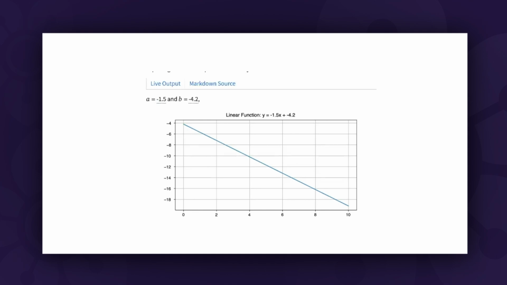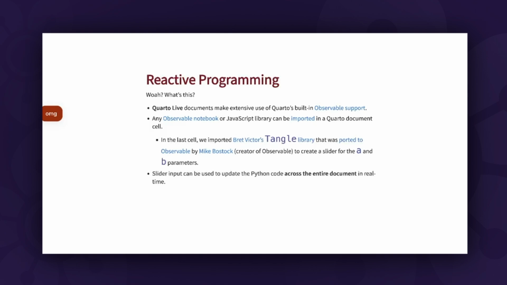So you can take any kind of concept that you might have and you can very quickly make modifications. So all of this is really due to, again, Quarto Live having an excellent use of Quarto's built-in Observable support, to the point where we can take any kind of existing Observable libraries or JavaScript libraries and bring them in and integrate them with existing R or Python code. So in this case, there's one really nice library called Tangle that was ported over into Observable by Mike Bostock. And in the previous example, you can see directly through that slider drag, we were able to very quickly change the equation of a line.